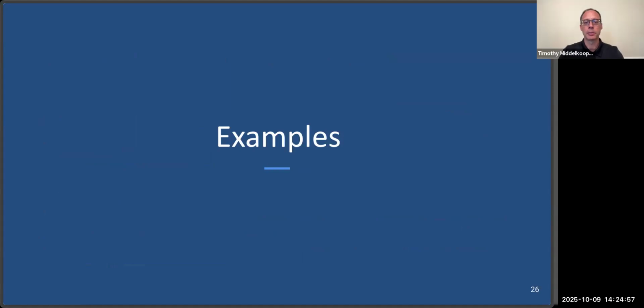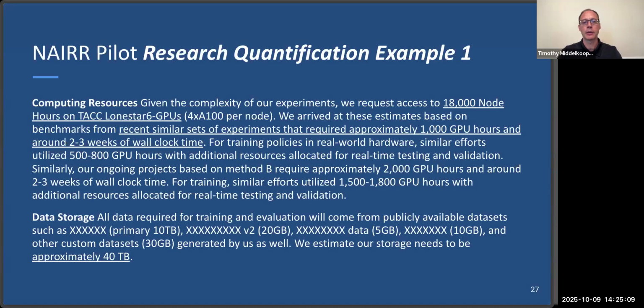We will now go over some examples, some good, some not so good. The following examples are based upon actual proposals. The NAIRR Pilot website hopes to post full exemplar proposals soon. Take a look at this example. What do you think? Is this a good resource justification?